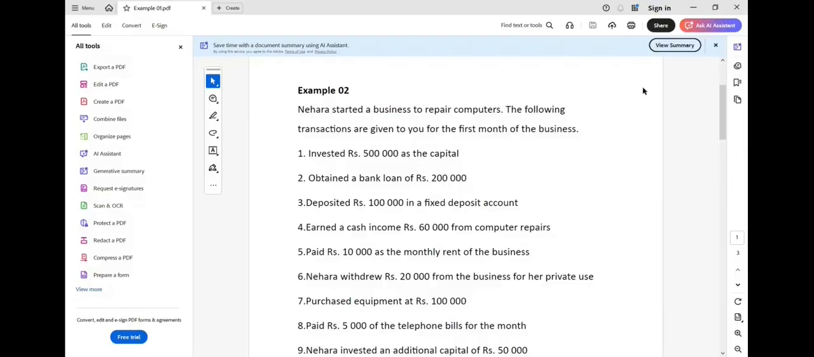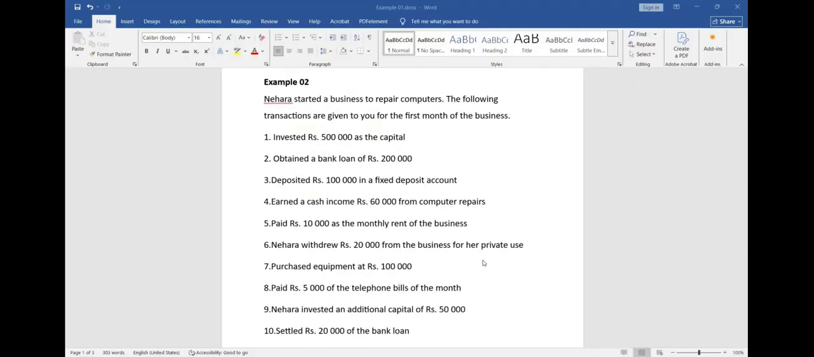If Nehara bought some computer parts, it's not a fixed asset. It is an inventory. Look at the first transaction: invested 500,000 rupees as the capital. Now let's see how to write this in the accounting equation.